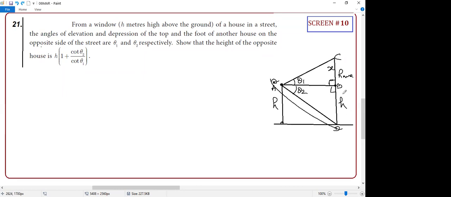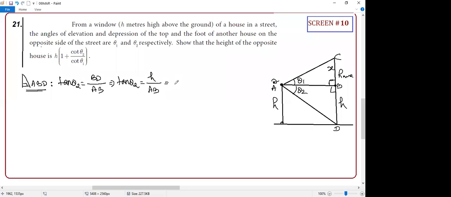So I'm going to take the first triangle, students. Why? Because I know this height, so I can easily find this side. Correct or not? So I'm going to take triangle ABD, right angle at B, students. What is tan theta 2? Opposite is BD. Adjacent side is AB. So tan theta 2 is equal to BD, which is H, over AB. Let it be AB.